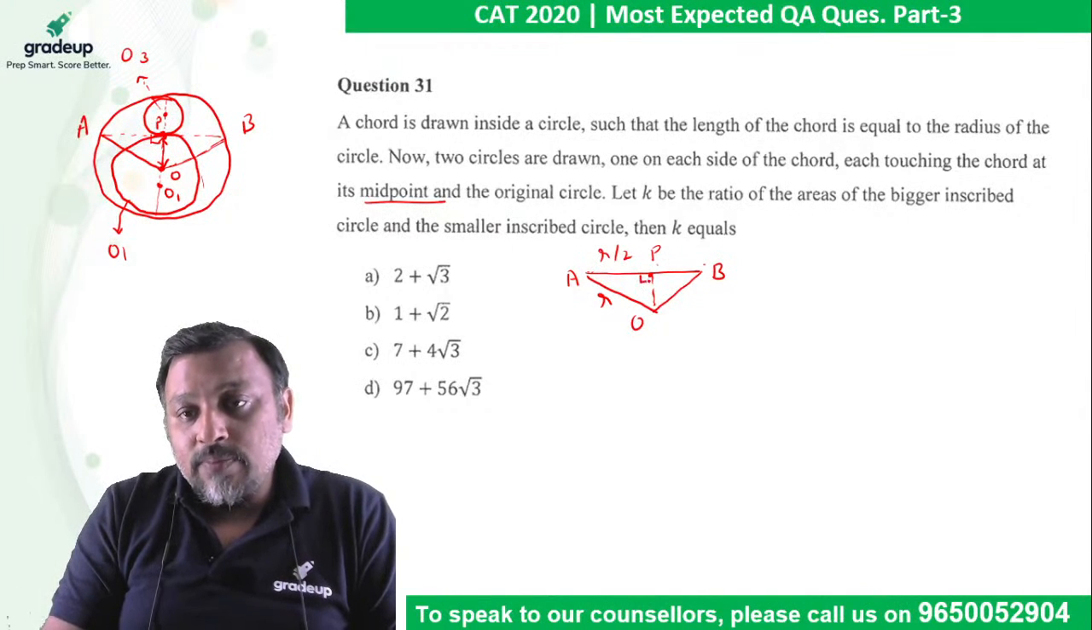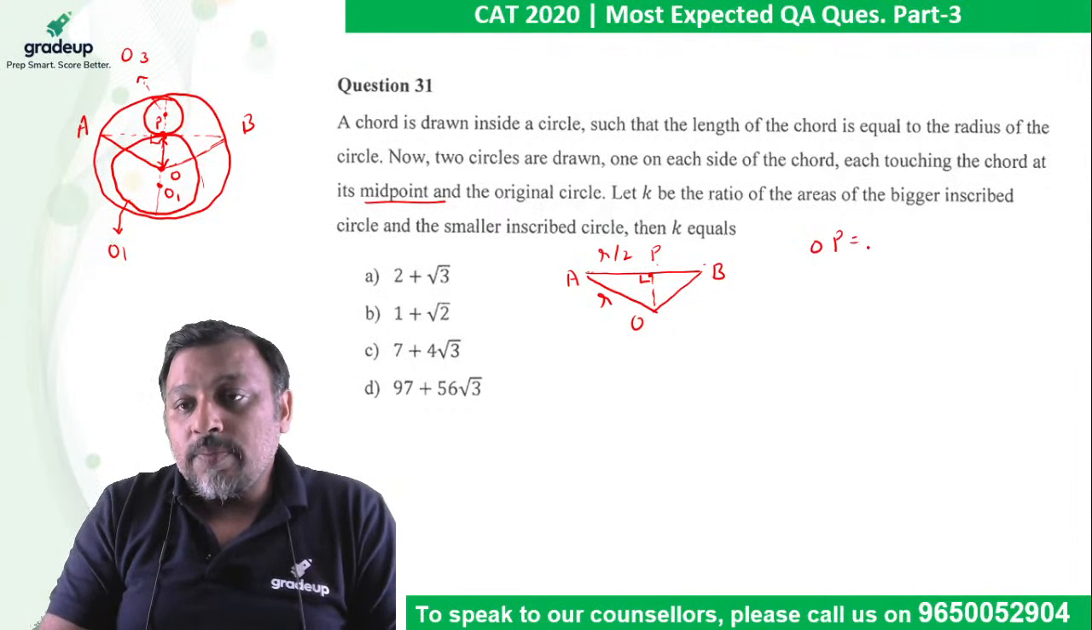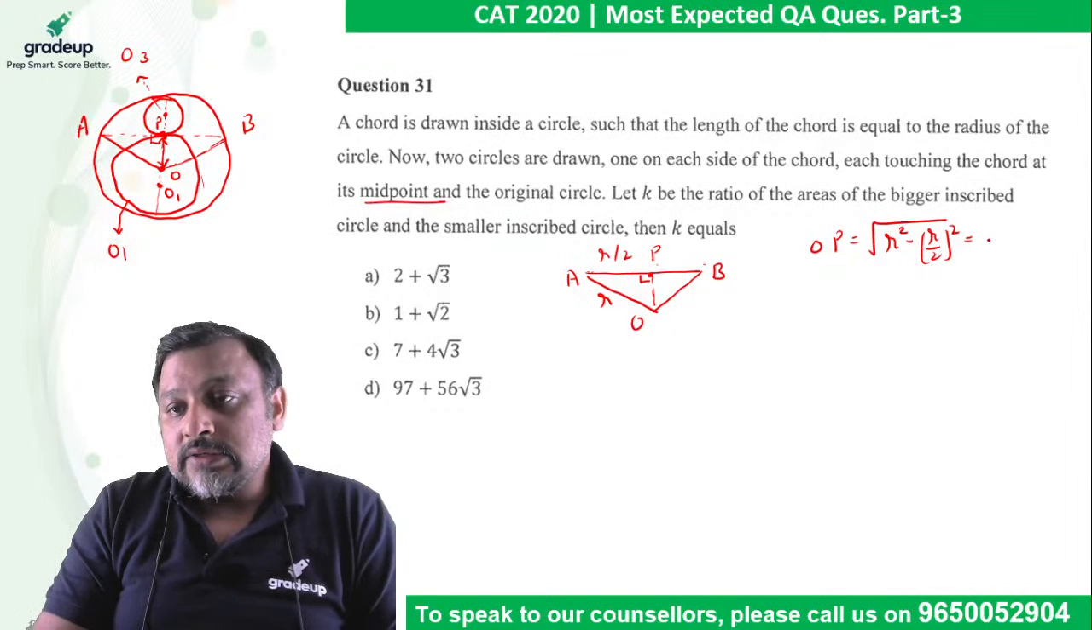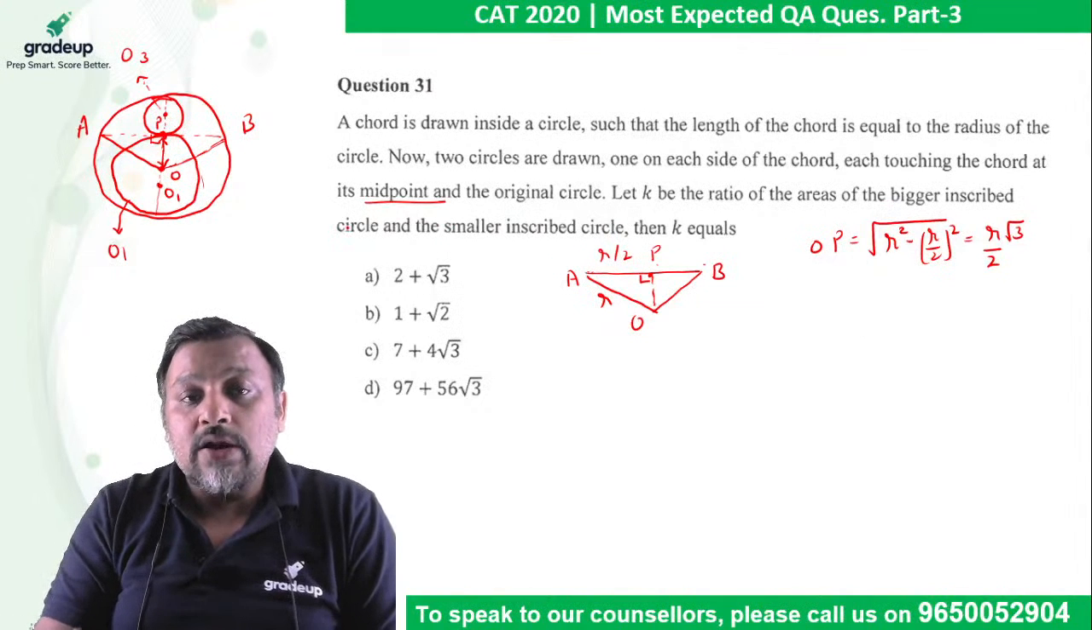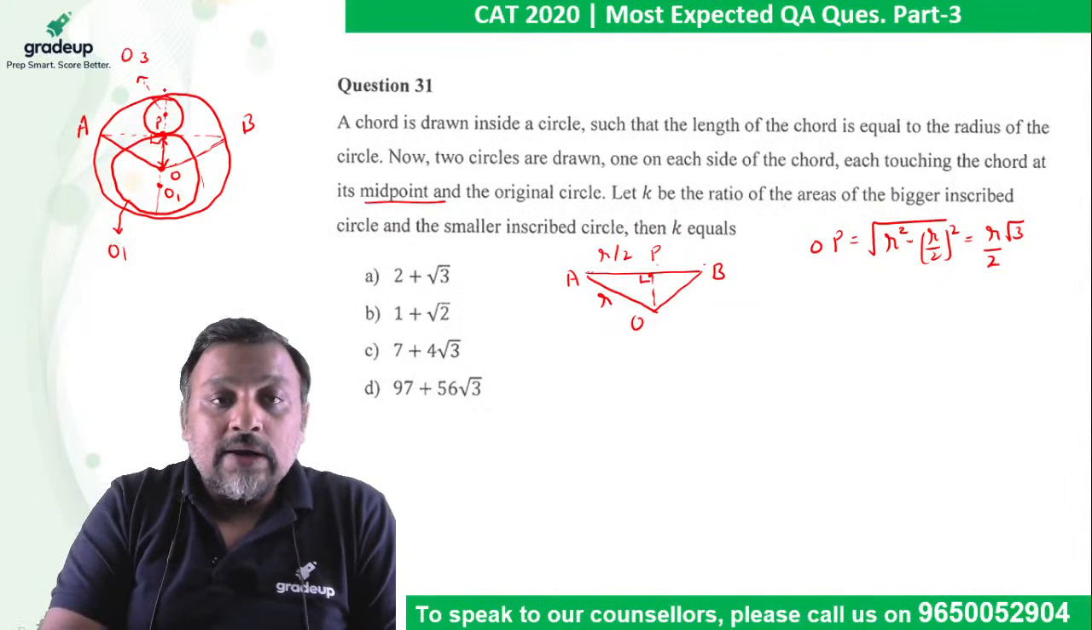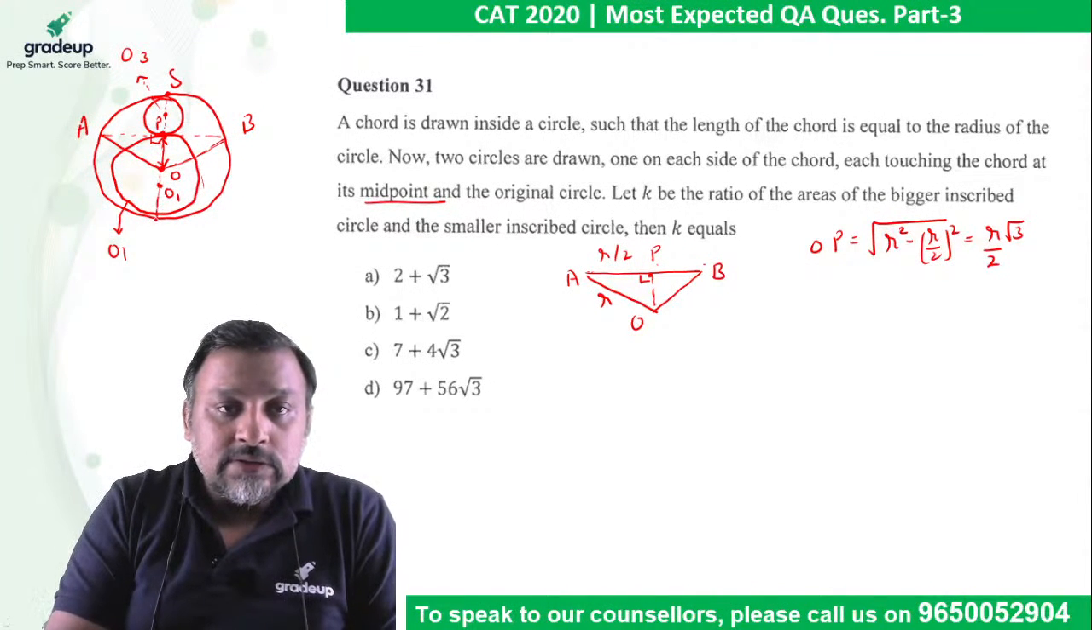So by applying Pythagoras, I'll get the value of OP. OP is nothing but the square root of R square minus (R by 2) square, which is R into root 3 by 2. This is the value of OP. Okay, and let's say this point here is S, and this point here is T.